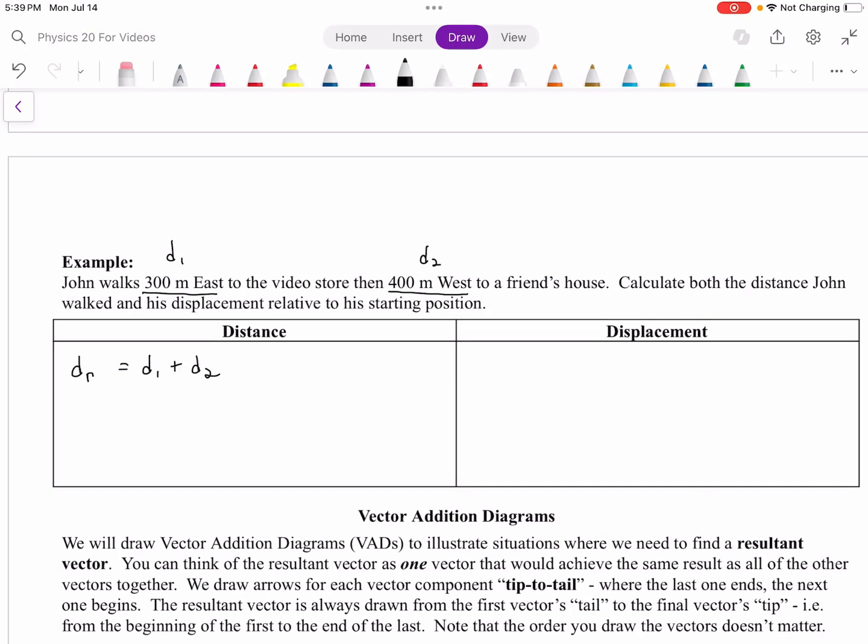So the resultant distance, total distance he walked, well, he walked 300 meters. I don't need to worry about positives or negatives here because it's distance. It's a scalar, not a vector. And we just want to know the total number of meters he walked, ignoring direction completely. So 300 meters plus 400 meters, he walked a total of 700 meters. Okay, no direction given because there is no direction for a distance. Checking my sig digs, 3 sig digs here, 3 sig digs here, 3 sig digs here. So that's good, right? 3 significant digits in my answer, and 3 is the least number in any of the data that I used.